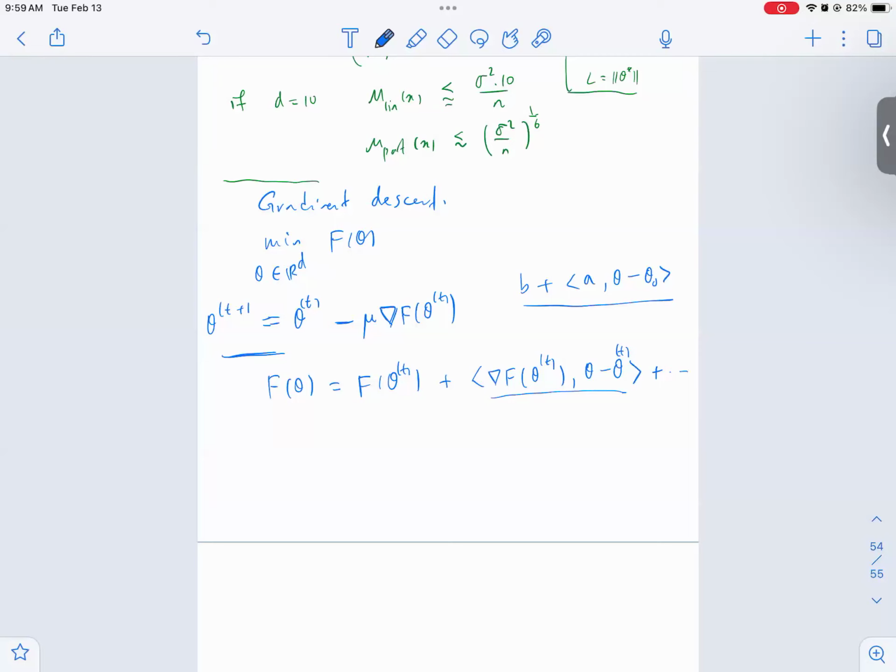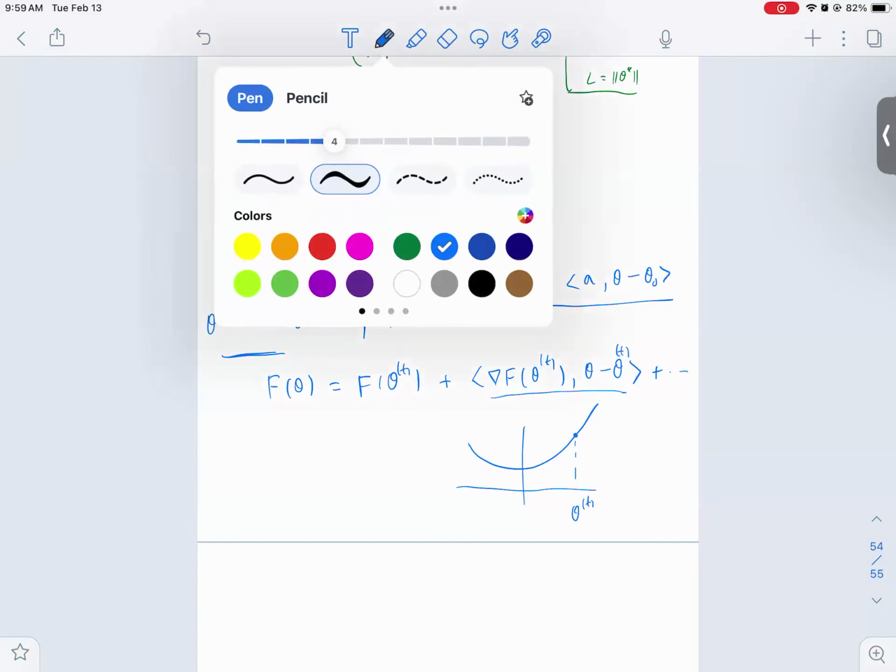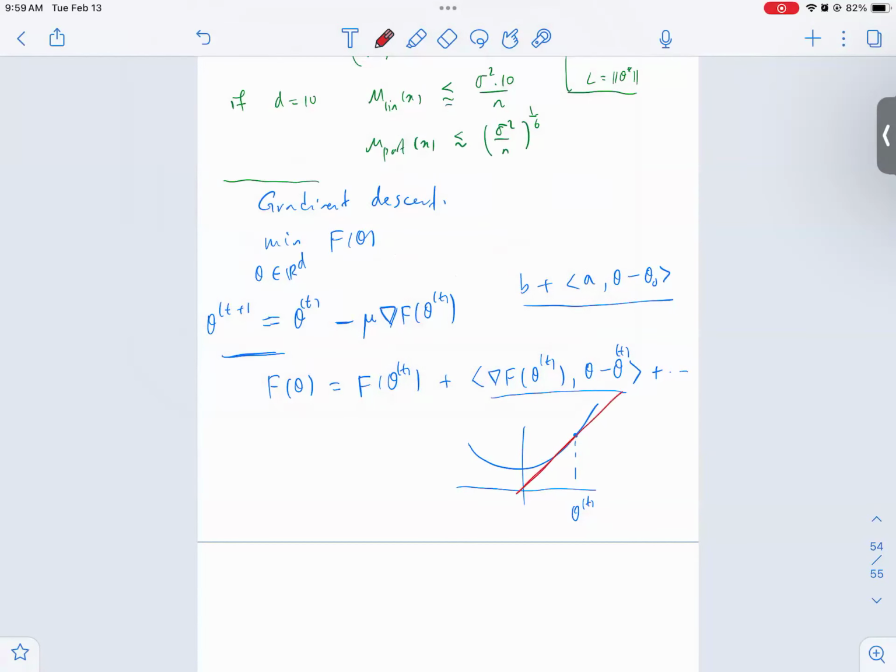So imagine, in a univariate case, you have a function like that. This is a point theta t. The linear approximation is just a line. Here in the univariate case, there are just two directions, either in the direction of the gradient or the opposite. The gradient points in this way, because if I move in this direction, the function goes up. If I move in the other direction, it goes down. So I can move in the opposite direction.